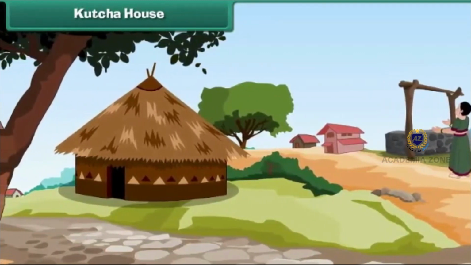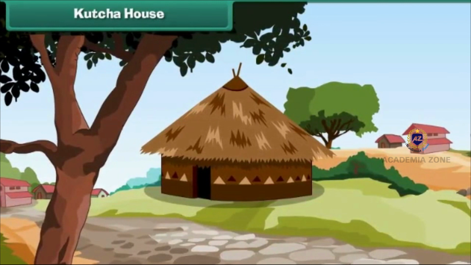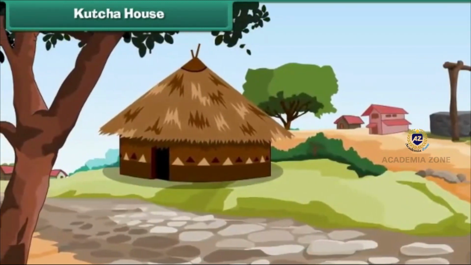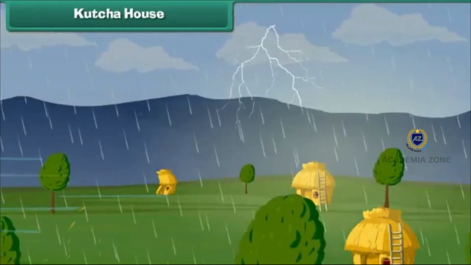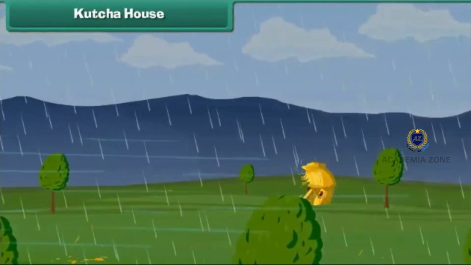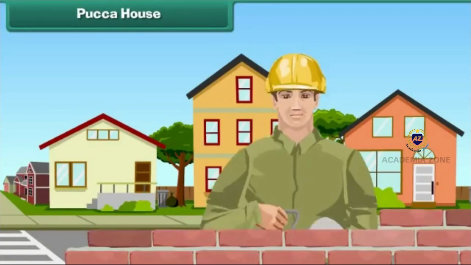Kacha house. In villages, houses are built with mud and straw. Such houses are called kacha houses. They are weak. They are easily destroyed by earthquakes, storms and floods. Kacha houses are single-storied.